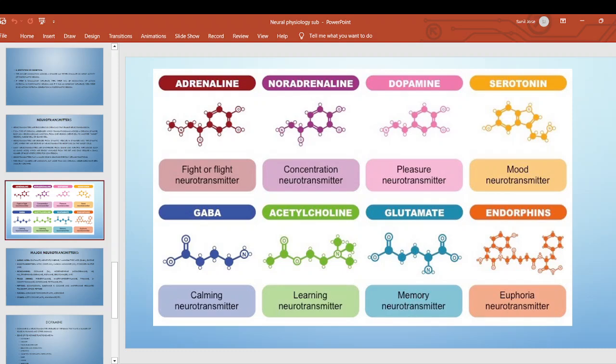Then another is known as acetylcholine. Acetylcholine is popularly known by the name learning neurotransmitter. The main function is that it helps in learning.